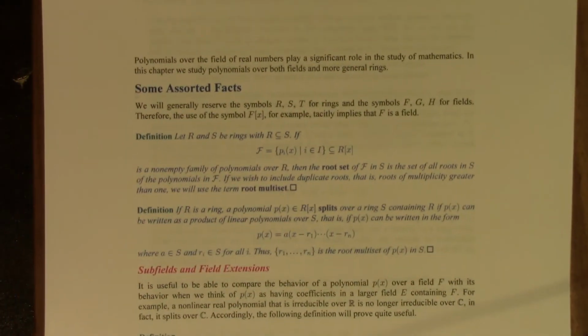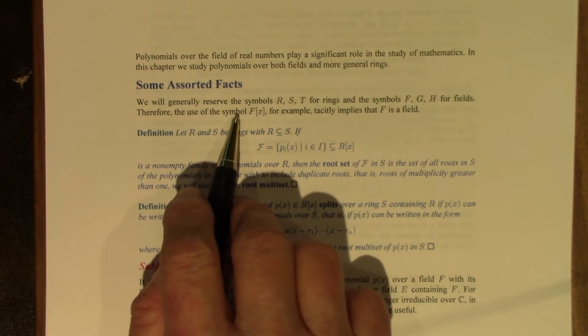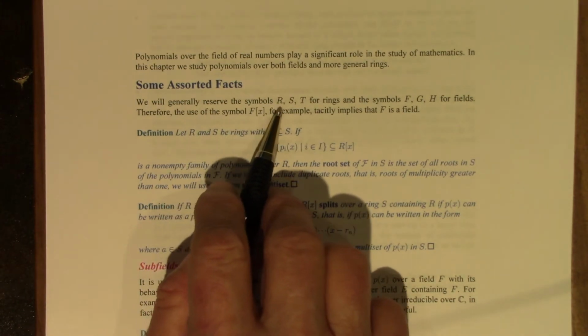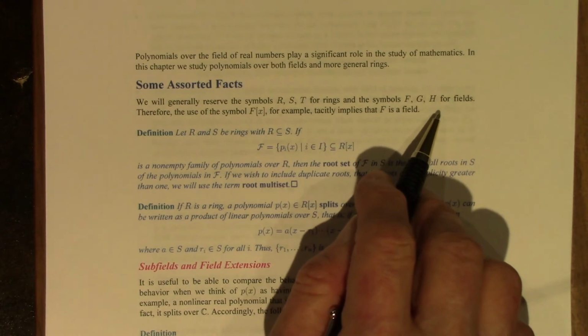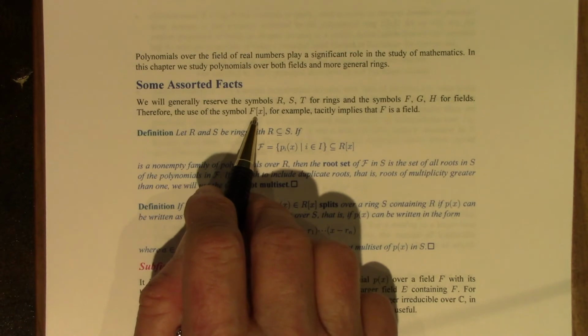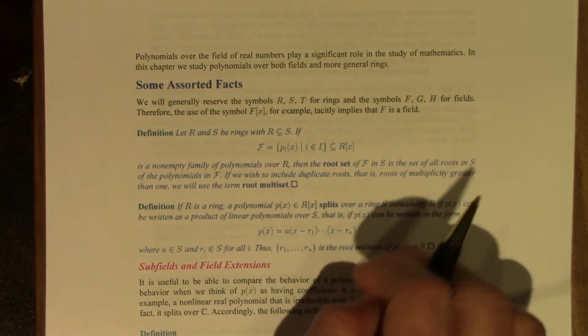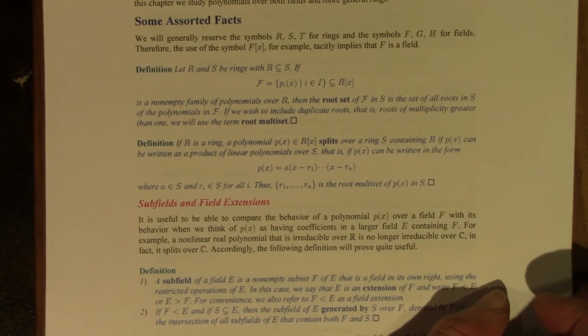A few facts before we start. I'm going to generally reserve the symbols R, S, and T for rings and F, G, and H for fields. So if you see this symbol F[X] without further explanation, you can assume that F is a field. I'm trying not to do that. I'll try to mention it each time, but just in case I forget, now you know about this.